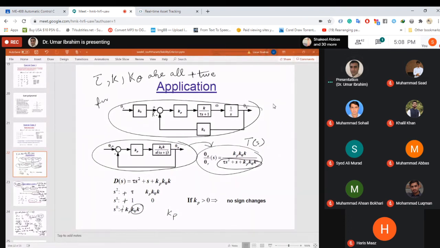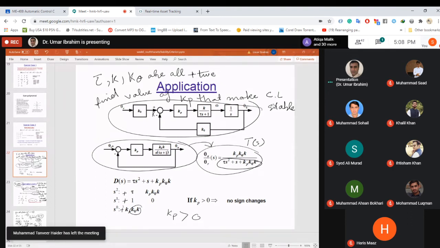Find value of Kp that makes system, closed loop feedback control system, stable. Okay? So since these two values are already positive, if we want the whole product to be positive, then Kp should also be positive. That means Kp should be greater than 0, and then there will be no sign change and the system will remain stable.